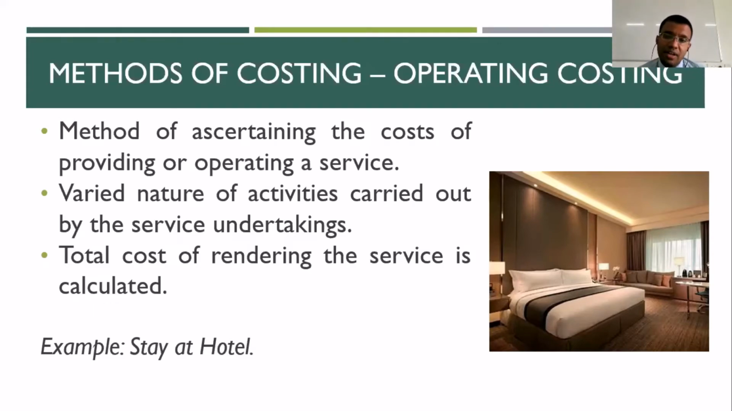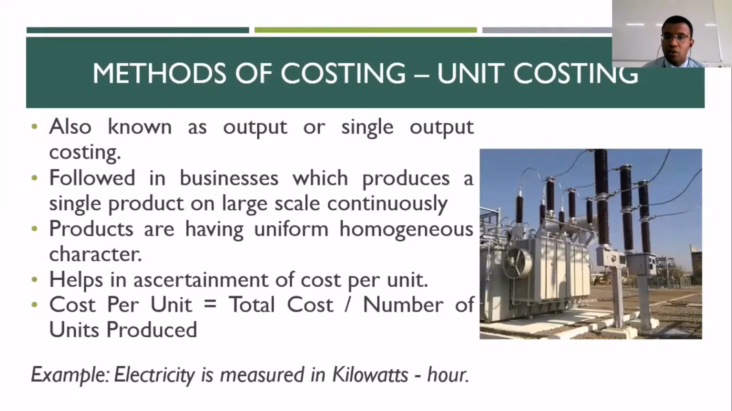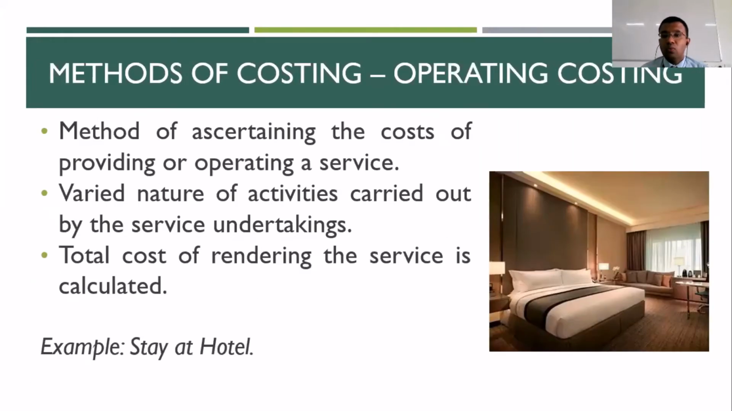At this point of time, you may have a doubt: what is the difference between operation costing and operating costing? The first difference is operation costing is used by companies which manufacture. Operating costing is used by service companies. Then the next thing is that in operation costing you're using a combination of process costing as well as job costing. Here you're adding up all the sub-services which are involved and then determining the cost. So we spoke about operating costing, and the best example that I could give you is staying at a hotel.